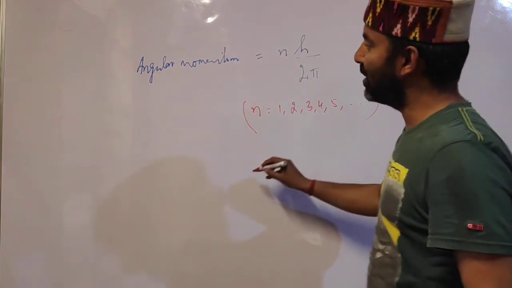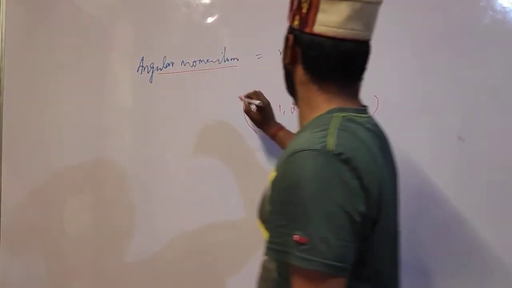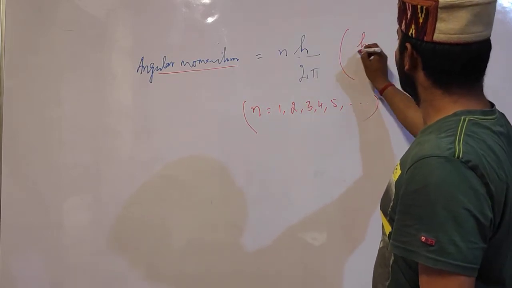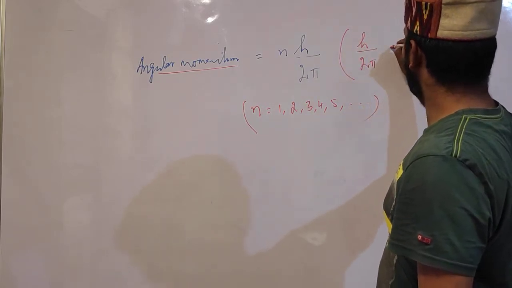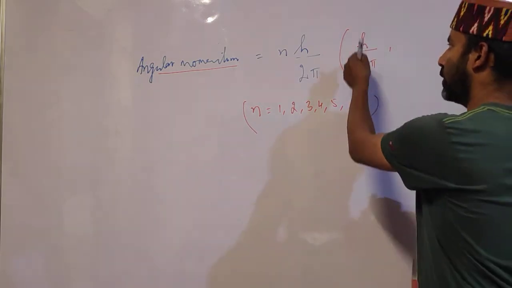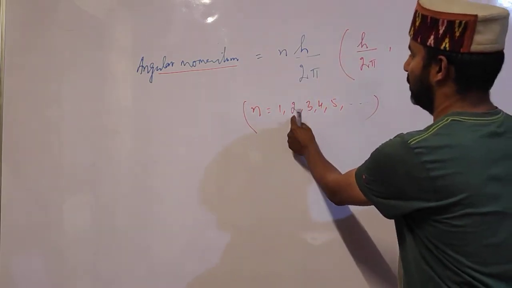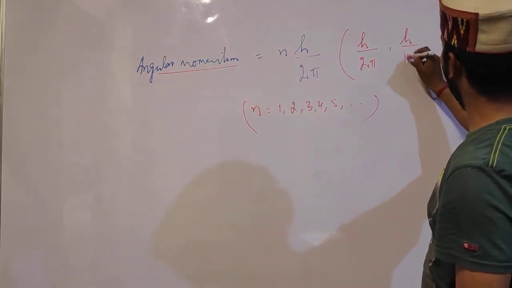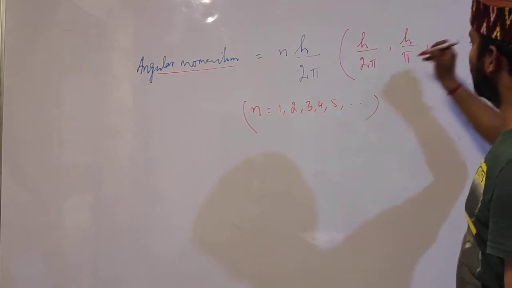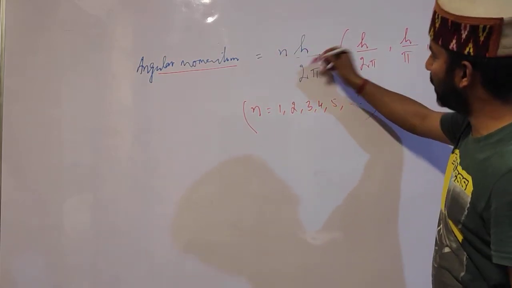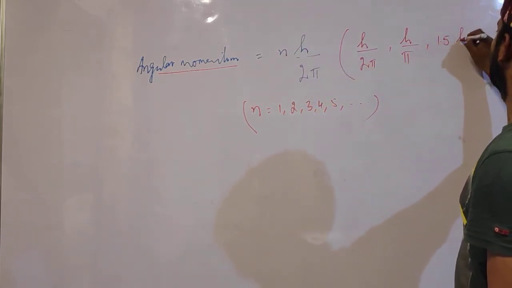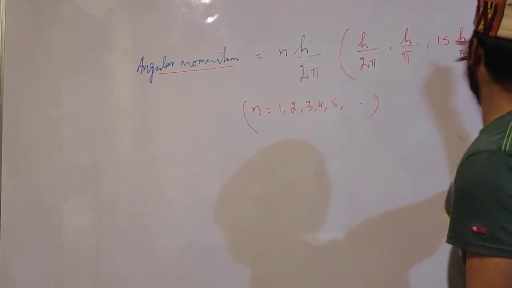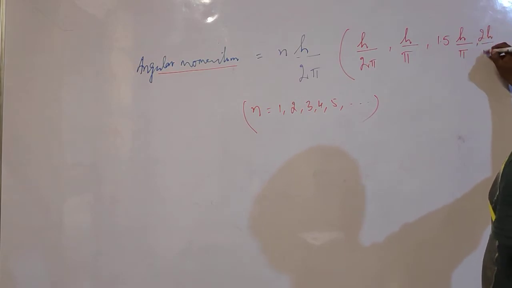And students, this means that the angular momentum of the electron can be what? In the first orbit we put n equal to 1, so it can be h upon 2 pi. So the angular momentum of the electron will be either this, or when we put n equal to 2, 2 by 2 cancels out, so we get h upon pi. Then in the third orbit we put 3, so 3 by 2 is 1.5, so 1.5 into h upon pi. And then in the fourth orbit it will be 2h upon pi, and so on.